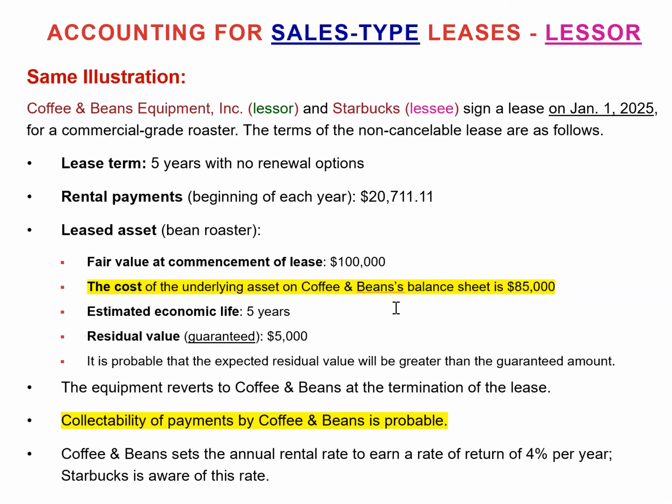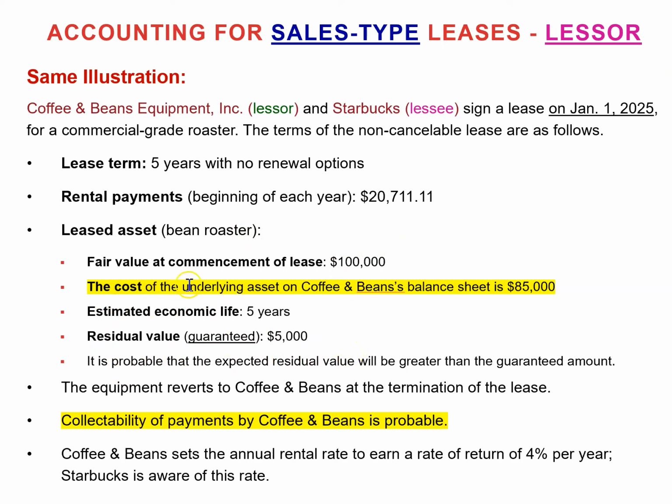Now, we will see the same example with a little more information to explain the sales type lease from a lessor's perspective. So here again the same example, Coffee and Beans Equipment is the lessor and Starbucks is the lessee. The lease is signed on January 1st, 2025. Lease term, installment, everything, fair value at the commencement of the lease, estimated life, residual value, all are the same.